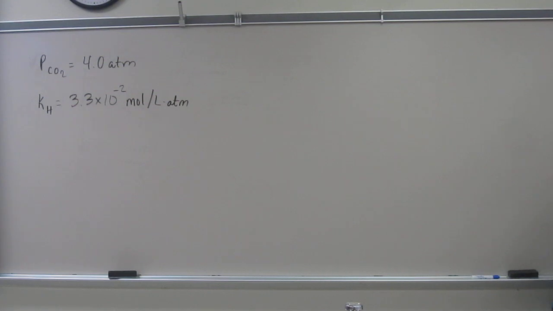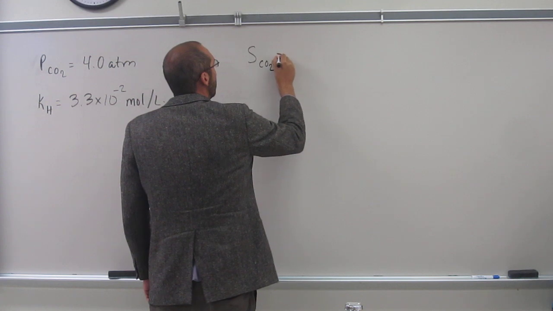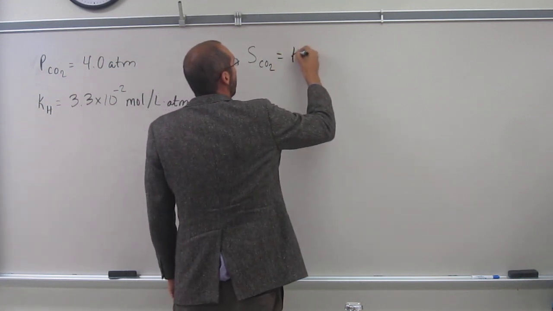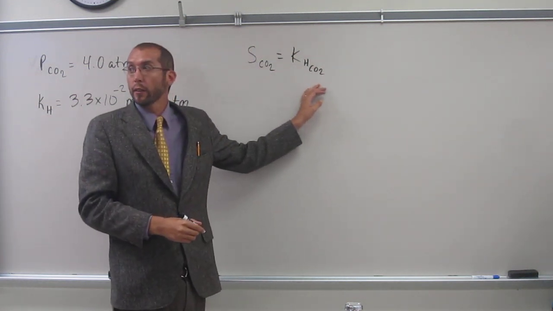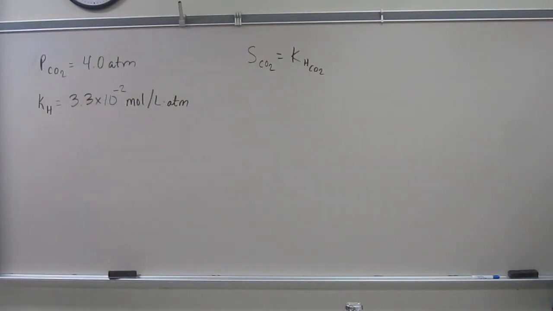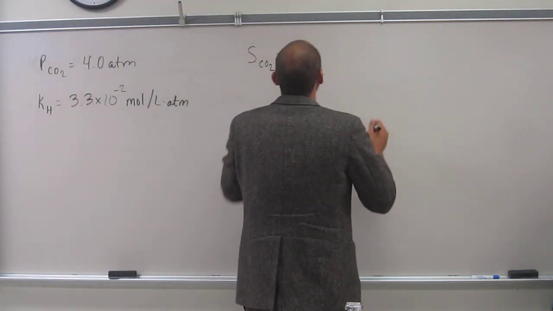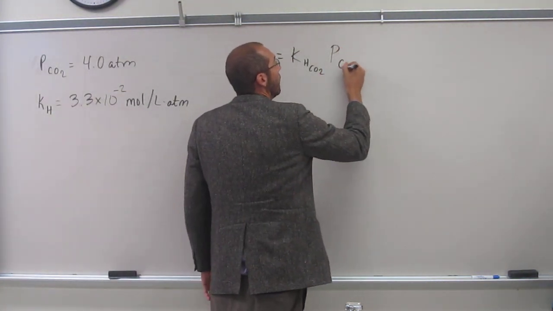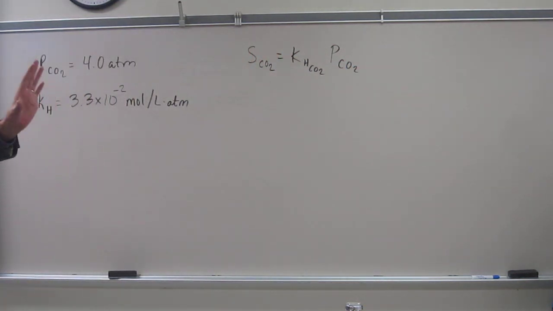Okay, so how do we go about doing this? If you recall, the solubility of CO2 is going to equal Henry's constant of CO2. And remember, this changes for every gas, okay? So you're going to have to be given that or have a table of different Henry's constants that you look up or something like that. And then multiplied by the partial pressure of the gas that you're interested in. In this case, it's CO2. Is everybody okay with that equation?